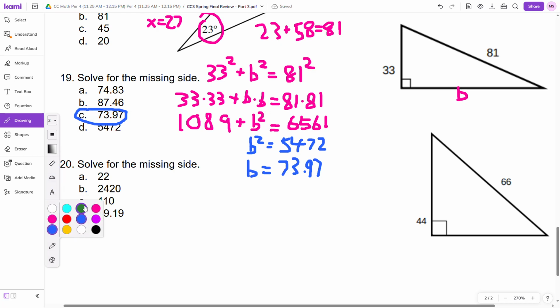All right, last question. Number 20. Solve for the missing side. Another one just like it. So it's probably D, is my guess. It's the only one that's in the ballpark. So it can't be B because the hypotenuse is 66 and that has to be the longest side. Same thing with 110. It's actually not possible.